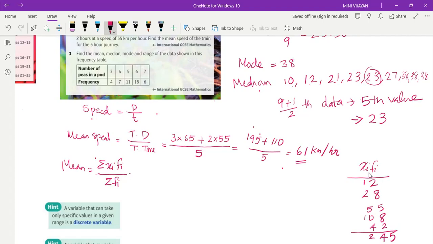So the mean will be 245 divided by sigma fi. What is sigma fi? f1 plus f2 plus f3 plus f4 plus f5. When you add all the f values, 4 plus 7 plus 11 plus 18 plus 6, we get 46. So the mean value will be 5.32. So this is the mean of the frequency data.